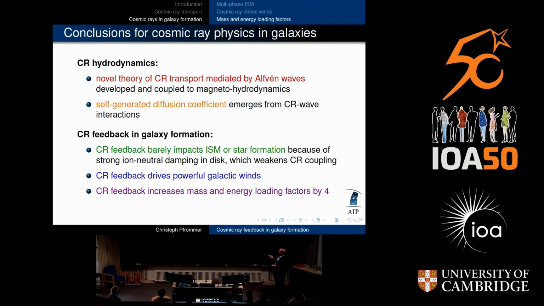So cosmic rays barely impact the ISM or star formation because of the strong ion-neutral damping, which weakens the cosmic ray coupling. But cosmic rays then can drive powerful galactic winds in the regions where nonlinear Landau damping is weaker and can maintain a higher level of Alfven waves. And this causes increased mass and energy loading factors.